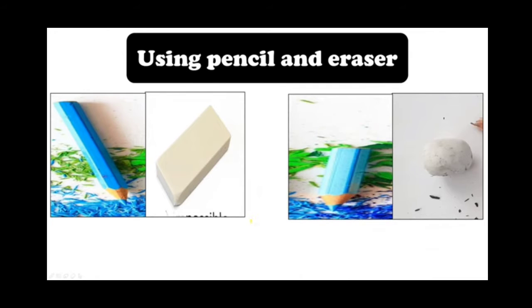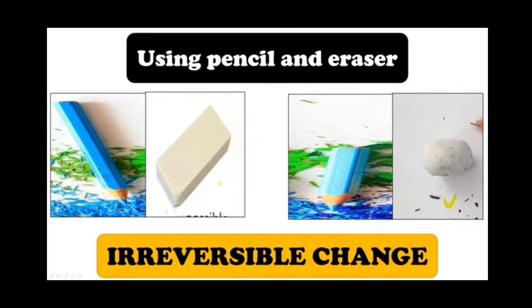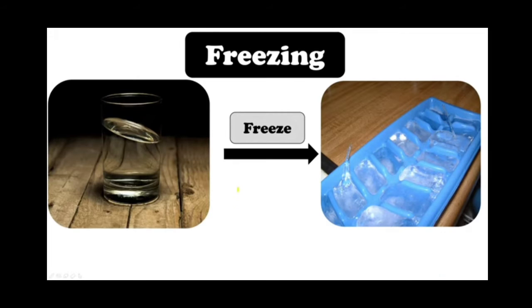All right, now one more example. Using a pencil or eraser. I purchased a pencil and an eraser, but after using them for some days, the pencil got shorter, it became small, and the eraser also got smaller because of using. Now I want my pencil back as I bought it, as the original piece. Of course not, I cannot get it. This is an irreversible change. Did you understand? We cannot get this thing back.